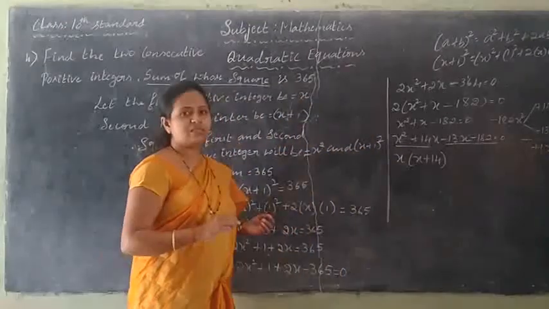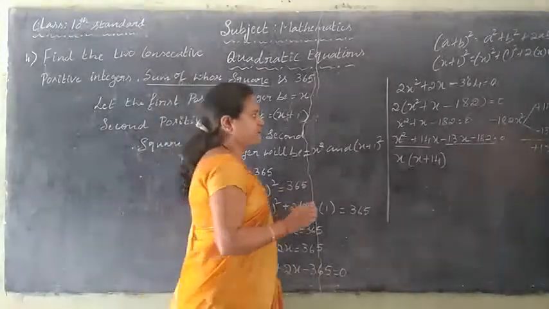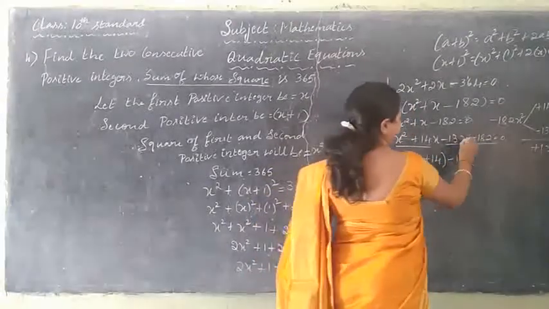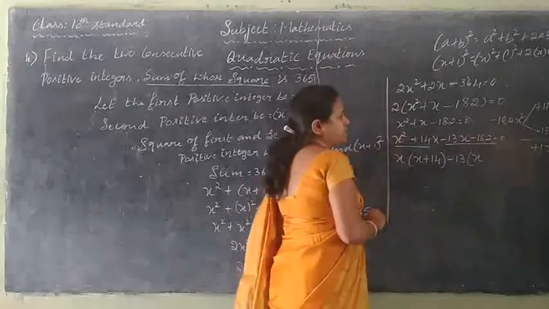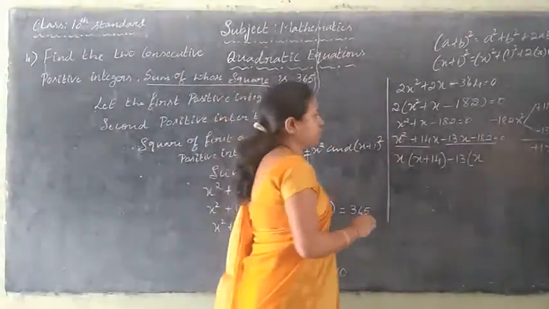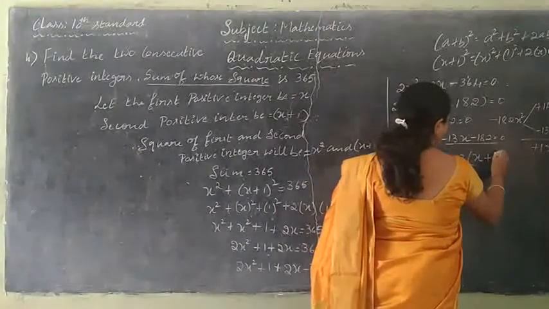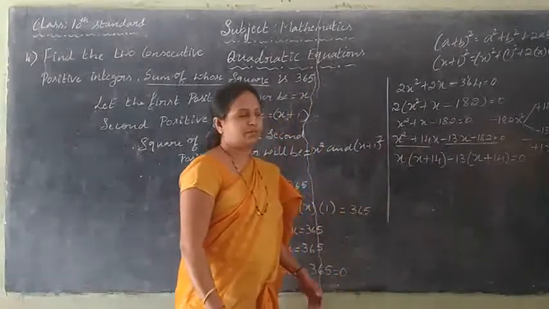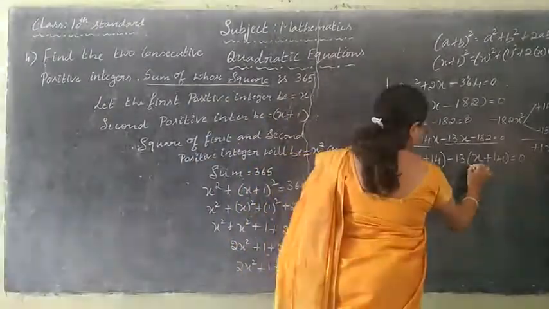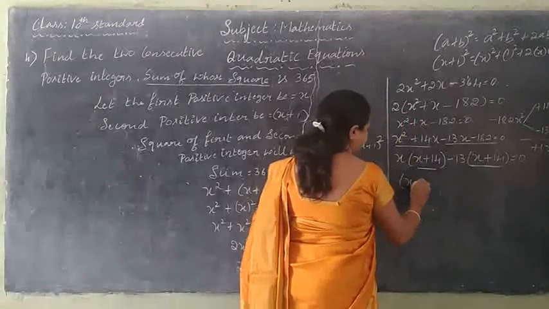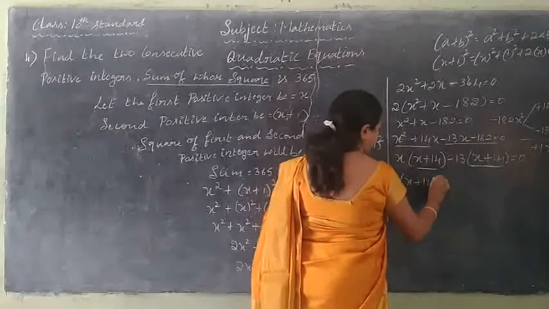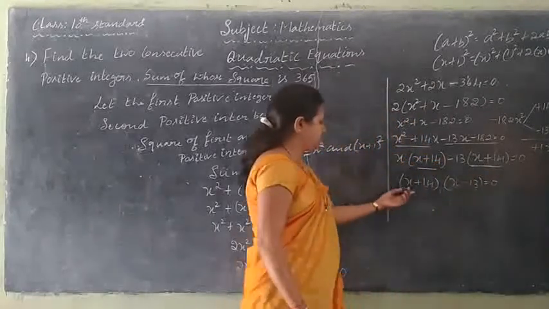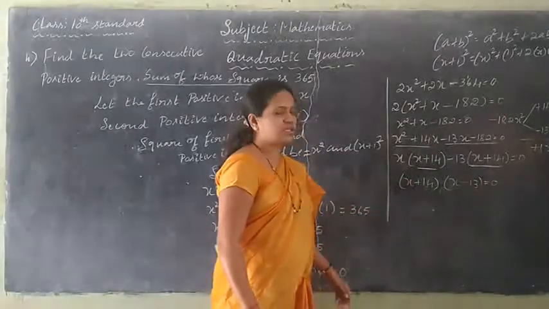In the same way, in the second group, what you can take common? Minus 13. So we have taken minus as common. So 13 how many times divides the 182, children? 14 times. So minus is there, so it will change. Plus 14 is equal to 0. Got it? Now x plus 14 common, children. Remaining is x minus 13 is equal to 0. So, x plus 14 into x minus 13 is equal to 0.